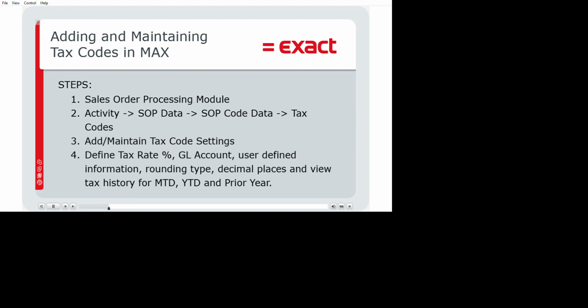These are the steps we'll go through to add and maintain tax codes in MAX. First, we'll go to the Sales Order Processing module. We'll click on the Activity tab, on SOP Data, on SOP Code Data, and finally on the Tax Codes choice. Then we will create settings to add and maintain the tax codes. We will define the tax rate percent, the GL account, the user-defined information, the rounding type, the decimal places, and the view history for month to day, year to day, and prior year.